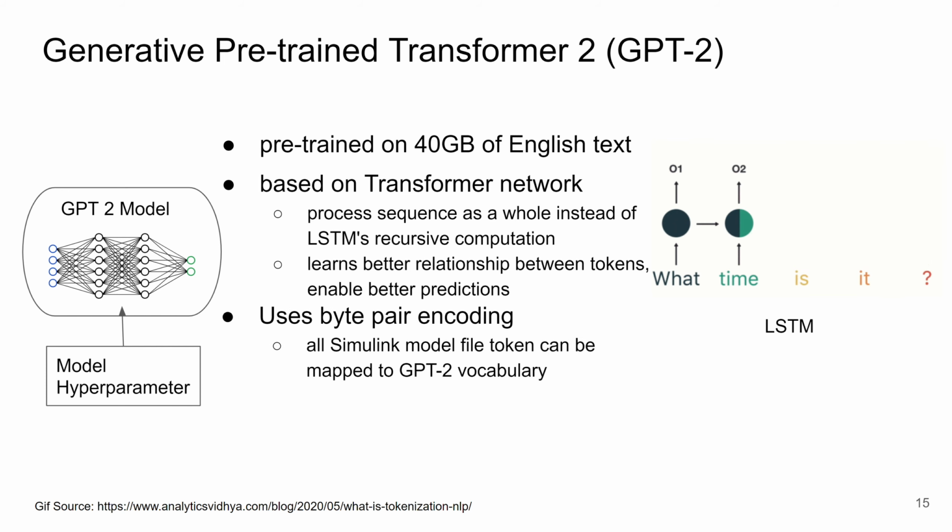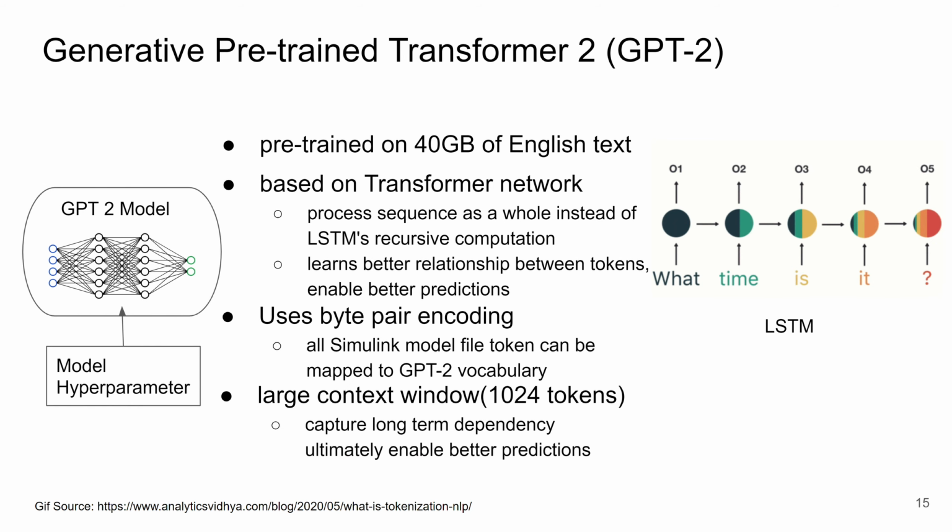Another advantage is that GPT-2 uses byte-pair encoding to construct its vocabulary, meaning all Simulink model file tokens can be mapped to GPT-2's vocabulary, so there are no out-of-vocabulary tokens. And it also has a large context window.